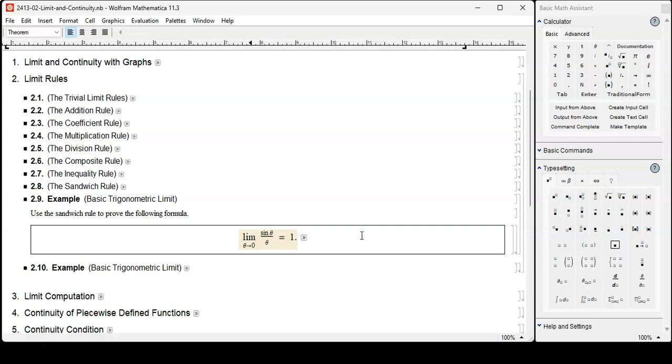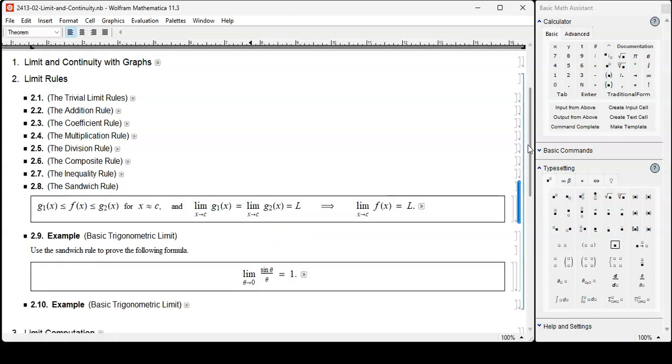The main tool here is the sandwich rule. My function f of x is sandwiched by these two functions, g1 and g2: greater than or equal to g1, but less than or equal to g2, and both g1 and g2 converge to the same limit. Then f of x is squeezed by those two, and it must converge to the same limit as well.